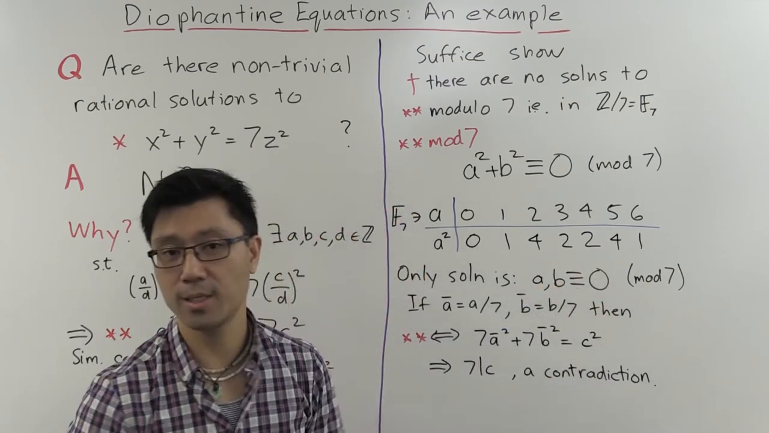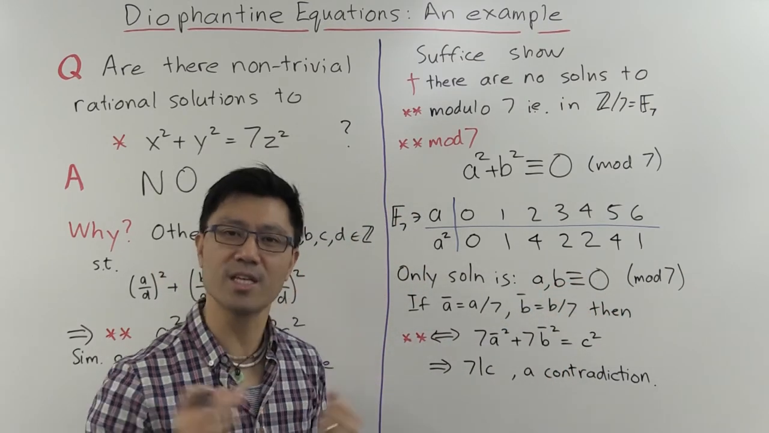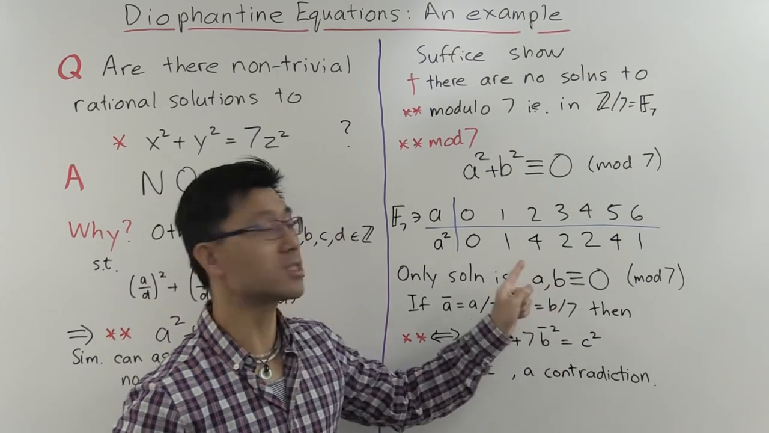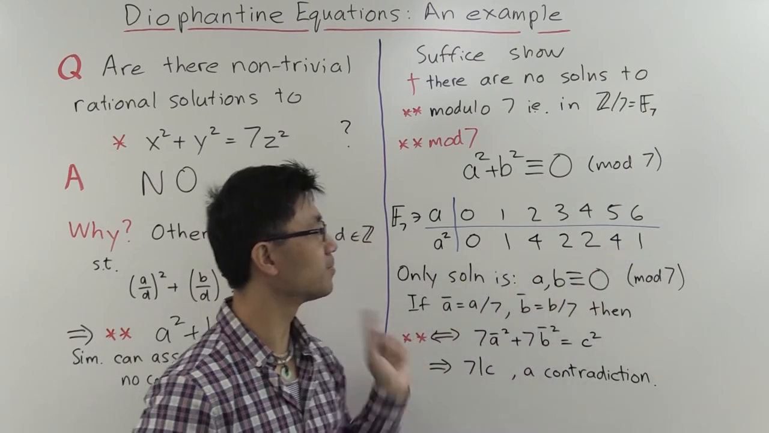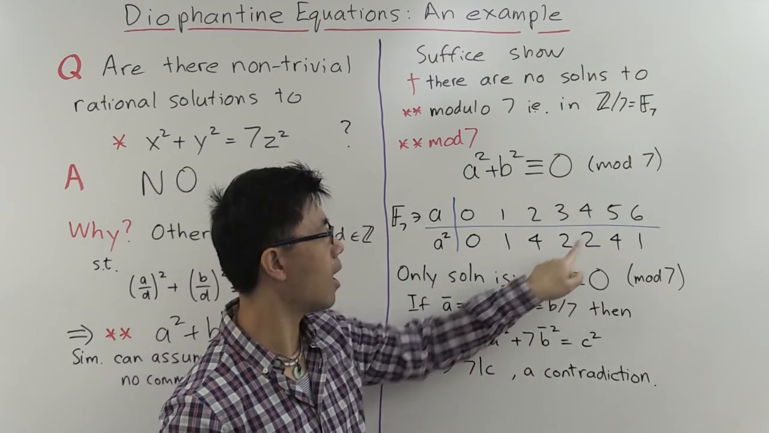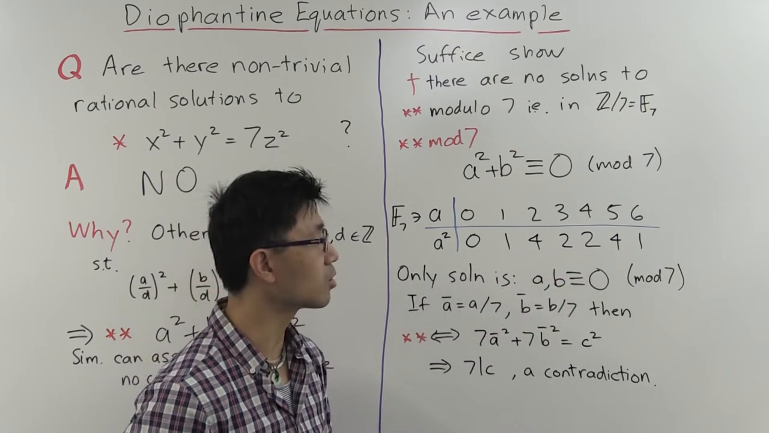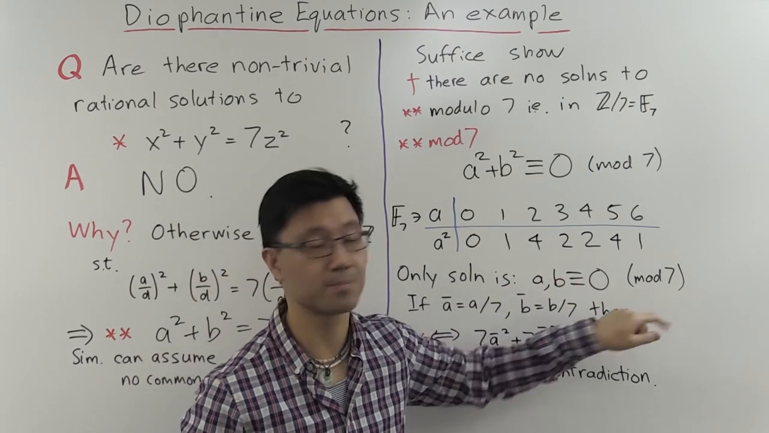So that's one possibility, but are there any others? Well, let's have a little think about if there can be others. What's the biggest value that you can have here? Well, I guess you can have a 4 plus this 4 or that 4. So that's 8, which is not congruent to 0 modulo 7.